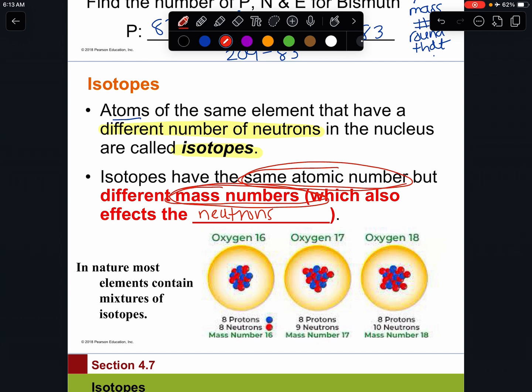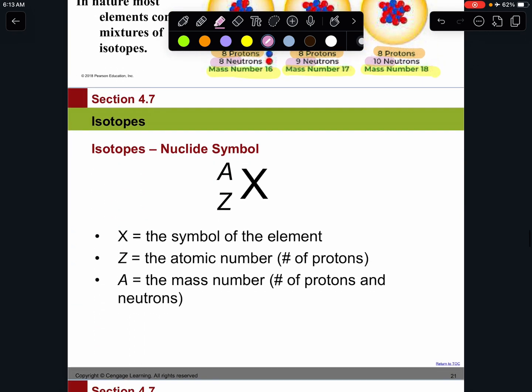So here's an example of very common isotopes. We have oxygen. They all have, and I'm going to continue to point this out, 8 protons because it is oxygen. It will always have that same number, but the mass number is what changes here. So we have a 16 mass number, a 17, and an 18. Therefore, that will affect our number of neutrons. Still oxygen, considered oxygen isotopes.